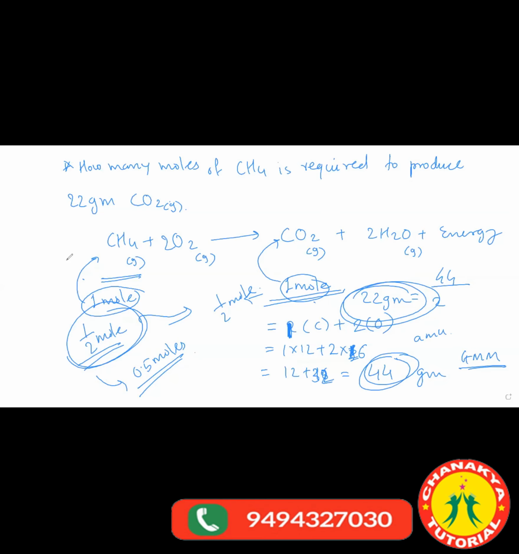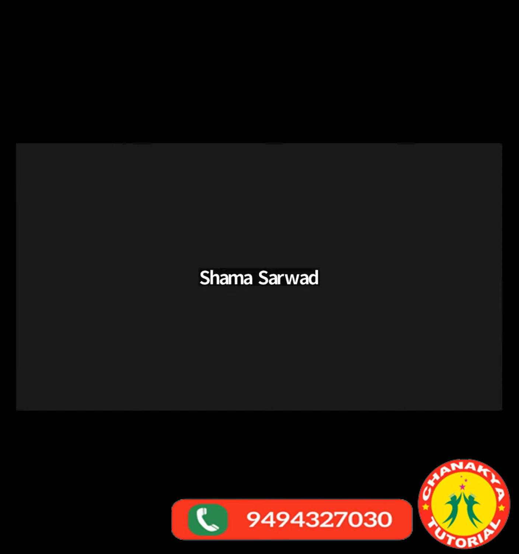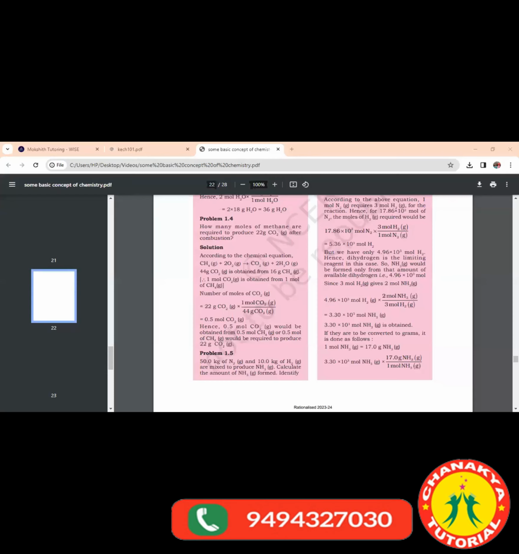Fine. Now we are going to go for the next problem, which is given to you in your textbook. Let's see what it is exactly. This will be the problem. Please write down: 50 kg of N2 in gaseous state and 10 kg of H2 in gaseous state are mixed to produce NH3 gas, means ammonia. Calculate the amount of ammonia gas formed.